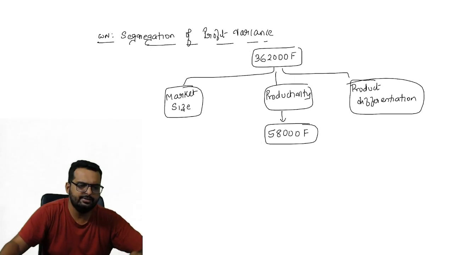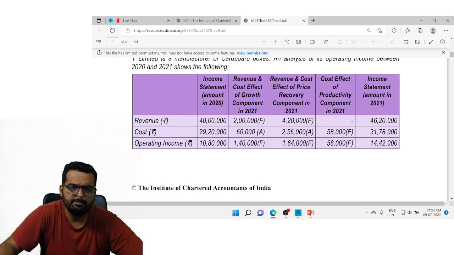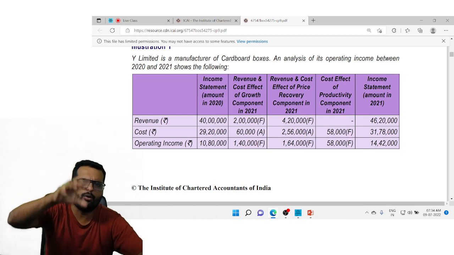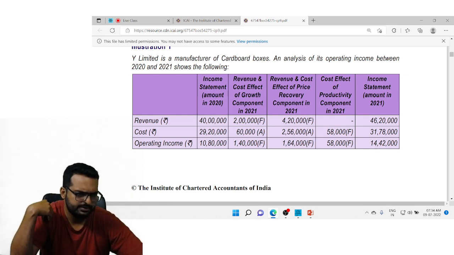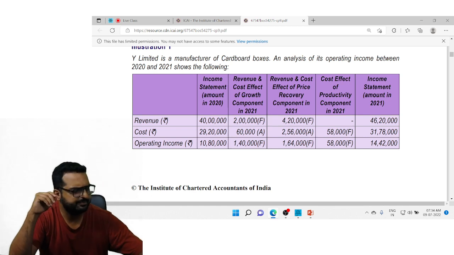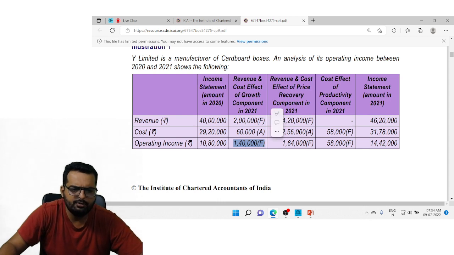Are you all done writing this, friends? Okay. Now we have to find out the market size part. Everybody interact with me. Does market size variance come under price variance or volume variance? It comes under volume. So can I say this 1,40,000 is the one under which it will be coming? Am I right? Correct.